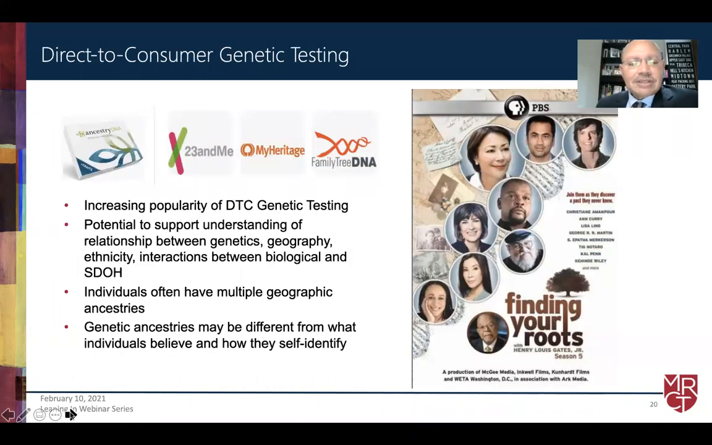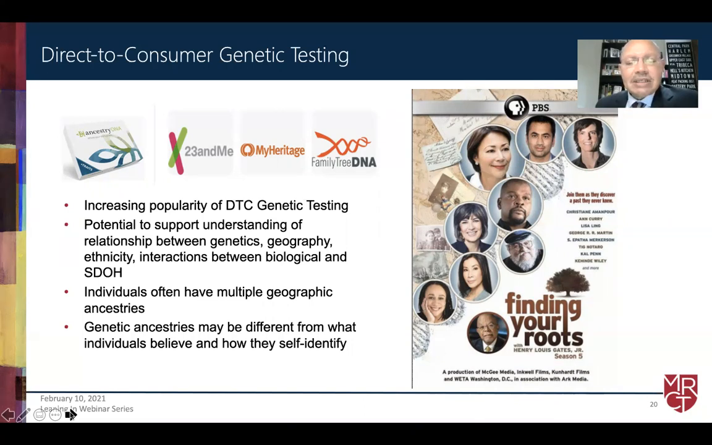So let me finish up these brief remarks with a comment about direct-to-consumer genetic testing. These have become increasingly available, increasingly popular, and in fact, have given rise to a very popular PBS television show led by Henry Louis Gates, who's a professor at Harvard and focused on identifying the roots of famous celebrities. Now, in addition to increasing awareness and interest, there is a real potential for this information, which has now been collected on tens of millions of individuals, to support and expand our understanding of the relationships between genetics, geography, ethnicity, and interactions between biological and social determinants.